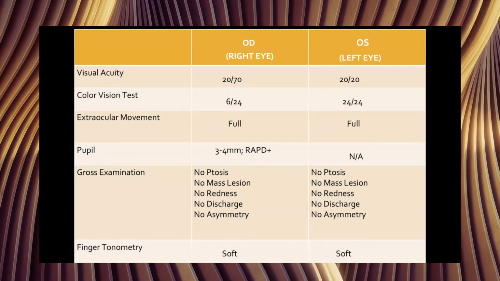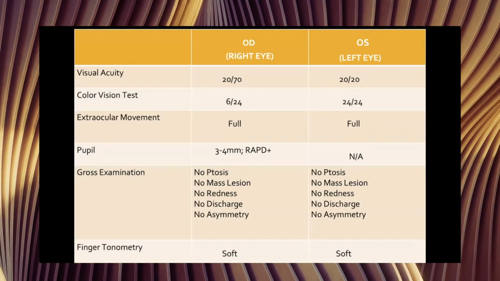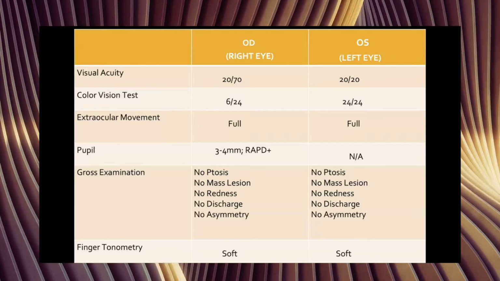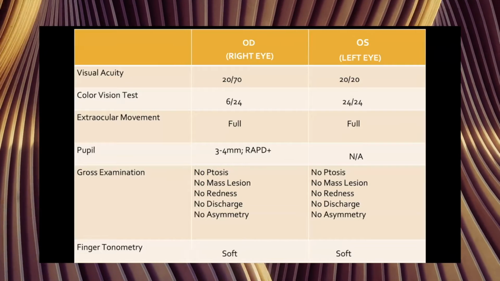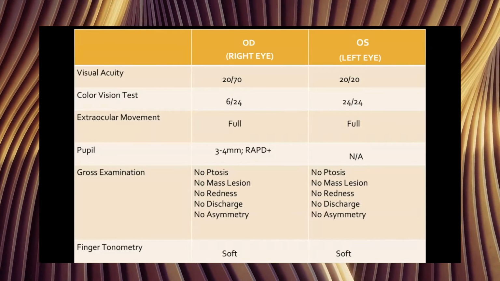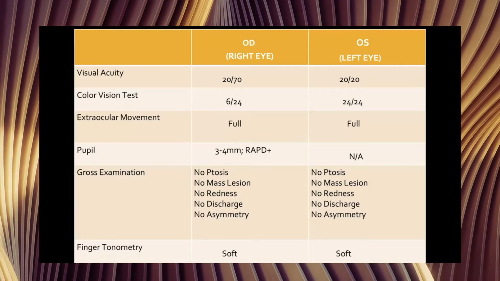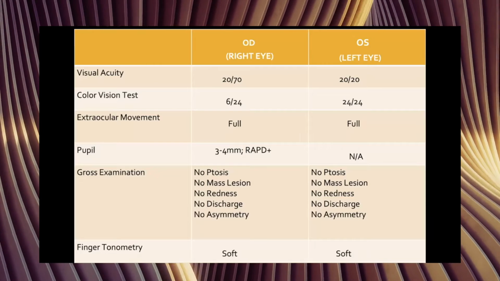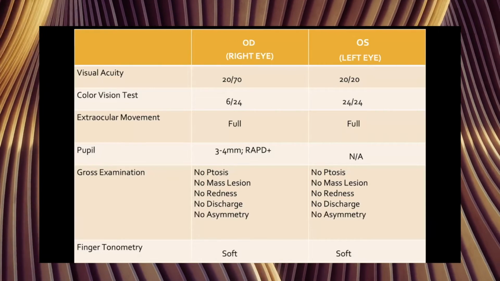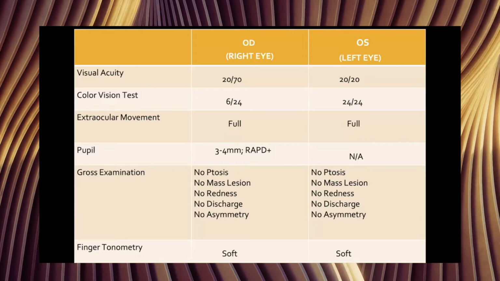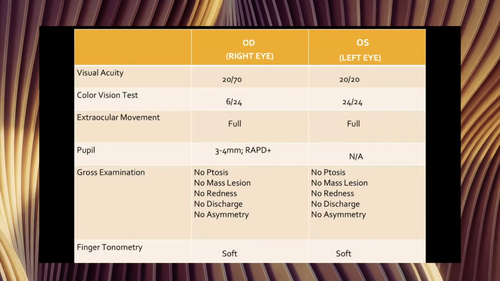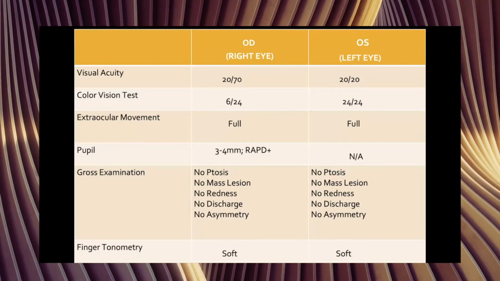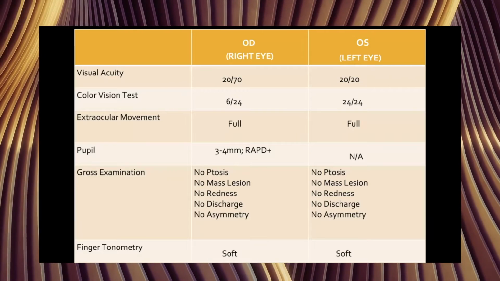If we see pupil examination, there's 3 to 4 mm dilation and there is relative afferent pupillary defect in the right eye and there is no abnormality found in the left eye. In gross examination, there's no ptosis, no mass lesion, no redness, no discharge, and no asymmetry in right eye, and similar examination of gross in left eye. In finger tonometry, in both the eyes, it is soft, and fundoscopic examination is also found to be normal, except in right eye, which is pale disc.